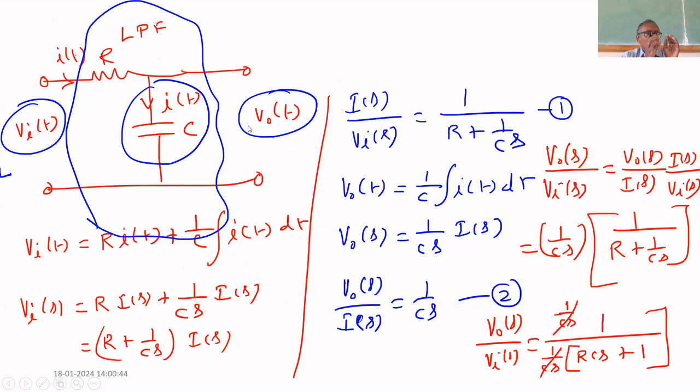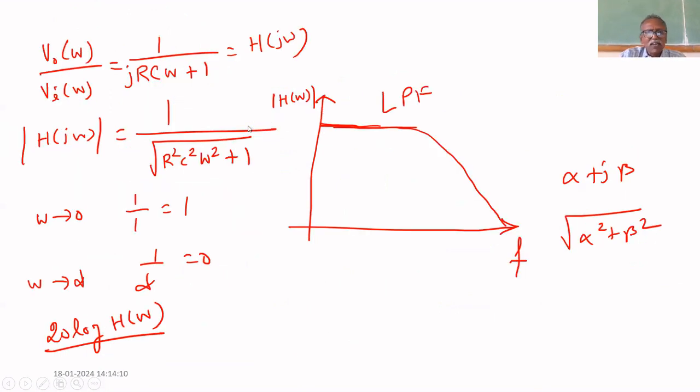Low pass filter means for low frequency, it gives 1. We checked this here. Yes, for omega equal to 0, it gives 1. For omega equal to infinity, it gives 0. It means no amplification. Whatever input signal is available, 1, because it is a passive filter. Now I will explain what is a passive filter.